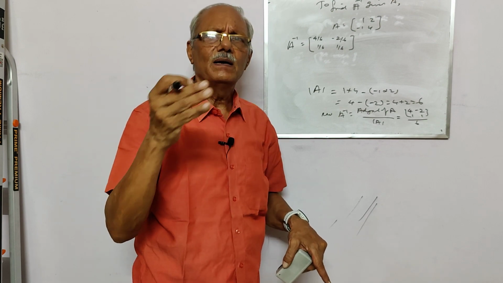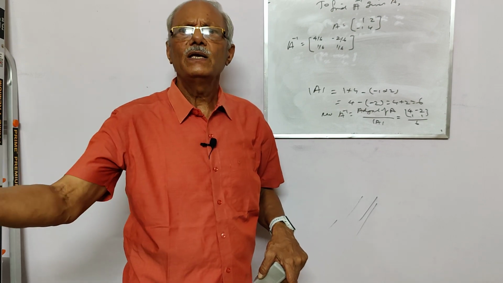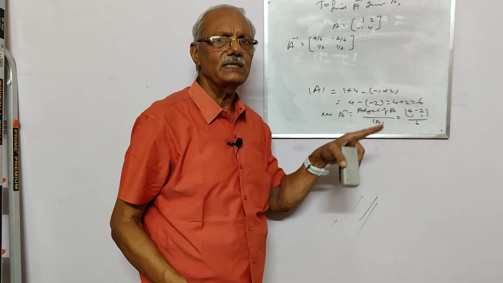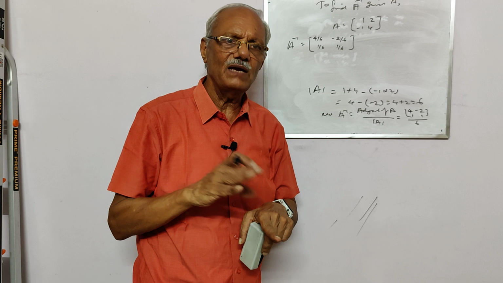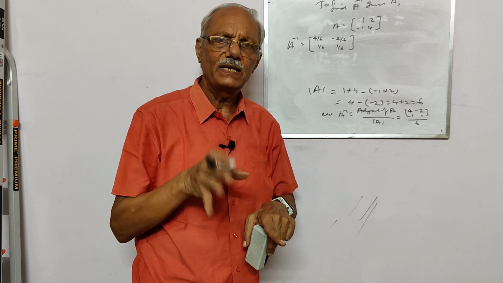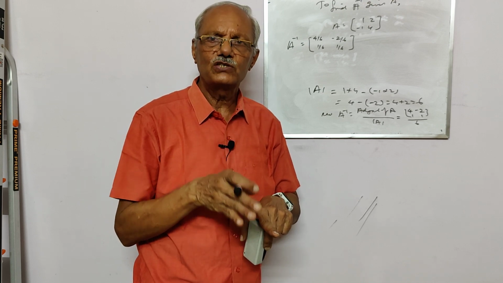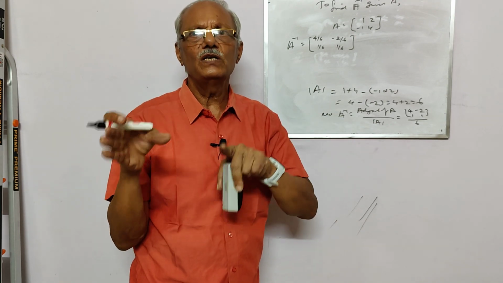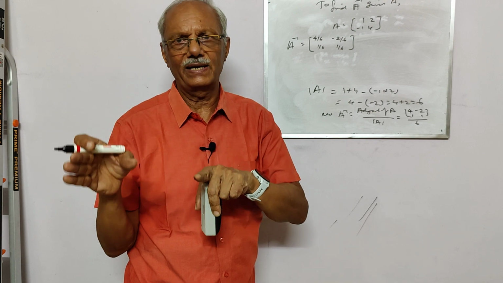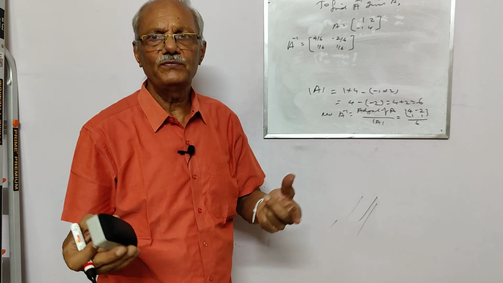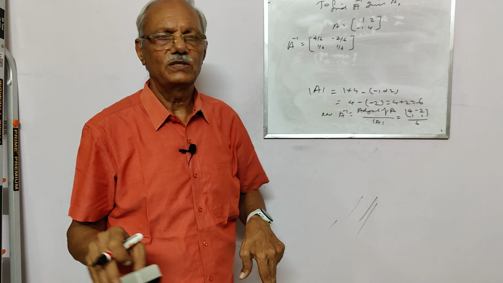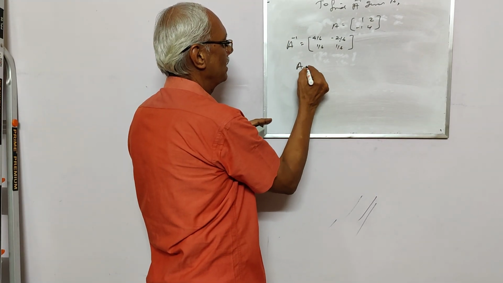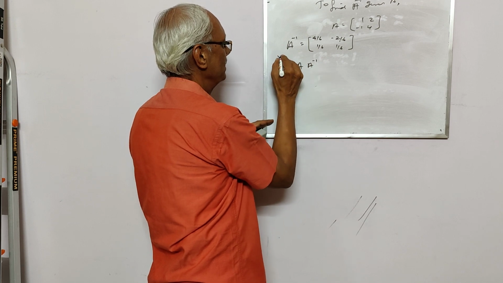If I deal with a 3 cross 3 matrix, my unitary matrix will again be 3 cross 3. So in this particular case, since A is a 2 cross 2 matrix, A inverse is also a 2 cross 2 matrix. Naturally, when I multiply these two, I must definitely get my unitary matrix, which must be 2 cross 2. Okay, now let me verify.